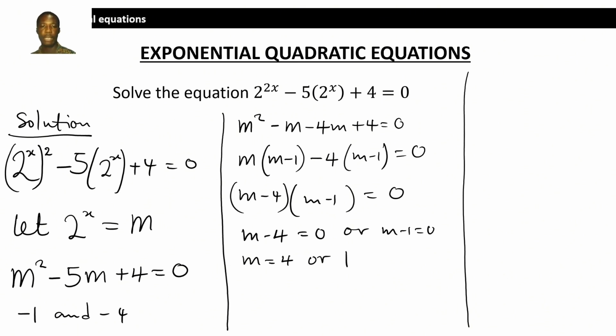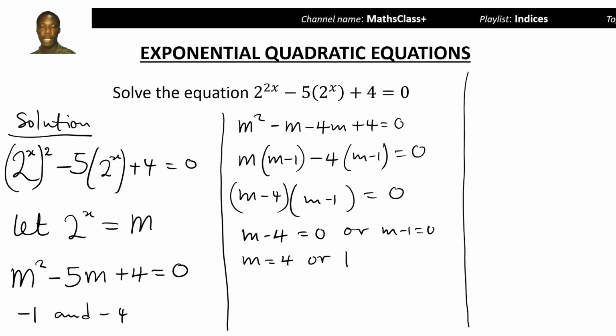But let's remember that in the original equation that we were given, we didn't have anything like m. We introduced the m. So the m as we have is not in isolation. It is representing something. So now we bring back the original expression.